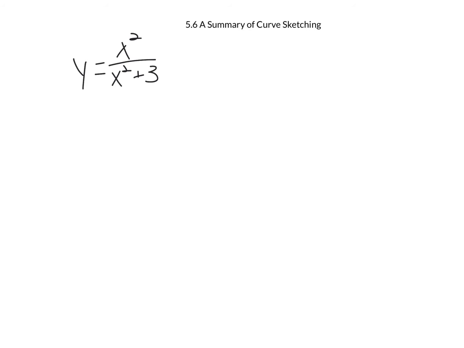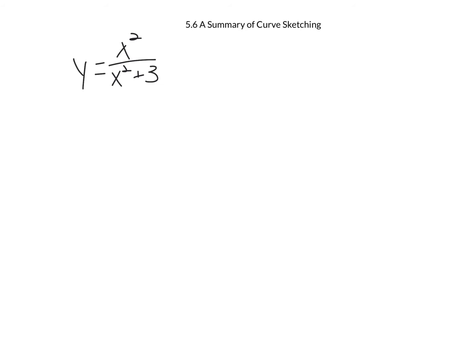All right, 5.6, a summary of curve sketching. So this is just pretty much a section of us combining everything we've done recently and analyzing the graph as a result and the various parts of the graph. So first we have here is y equals x squared over x squared plus 3.